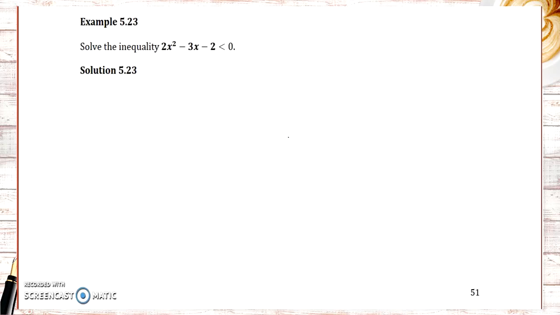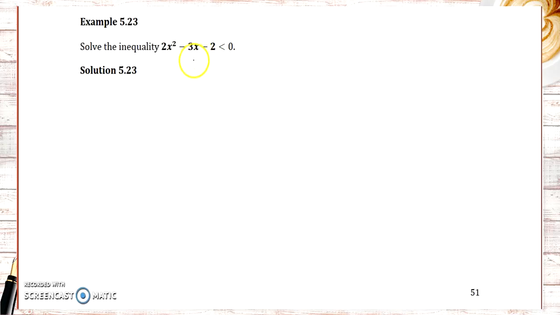Now let's move to example 5.23. Solve this inequality: 2x squared minus 3x minus 2 less than 0. Now we also have a quadratic inequality. So how to solve this? Either by factorizing this left hand side, or we use the quadratic formula.